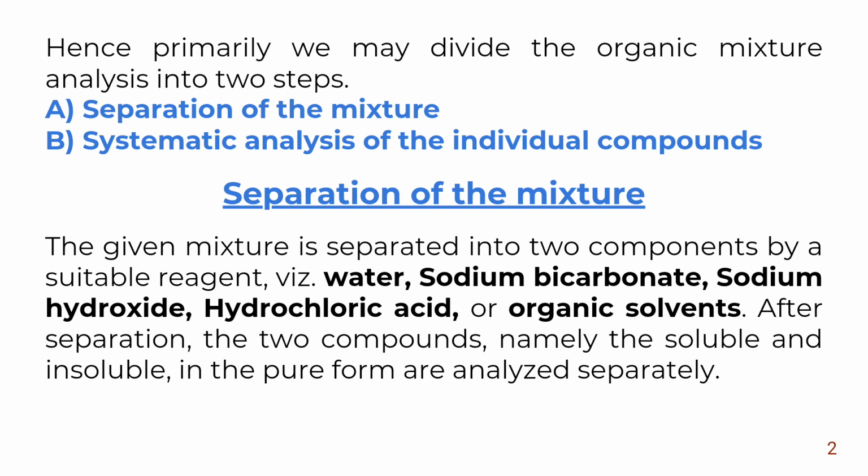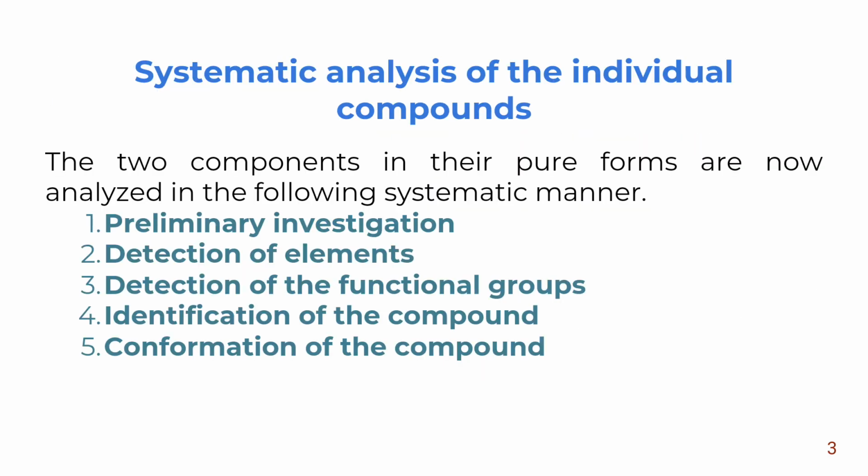Separation of the mixture. The given mixture is separated into two components by a suitable reagent, viz., water, sodium bicarbonate, sodium hydroxide, hydrochloric acid, or organic solvents. After separation, the two compounds, namely the soluble and insoluble, in the pure form are analyzed separately. Systematic analysis of the individual compounds. The two components in their pure forms are now analyzed in the following systematic manner.